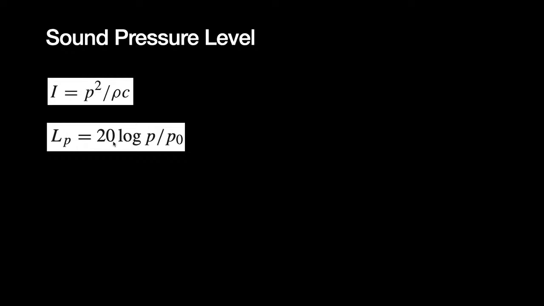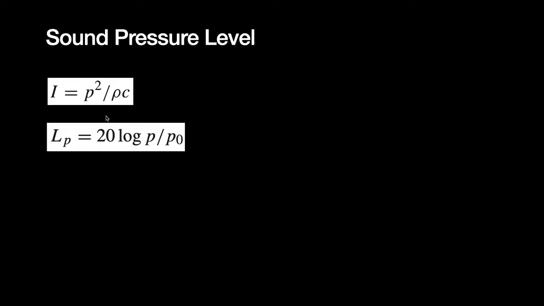Sound pressure level is 20 log P by P0. Remember, why do we get 20 here? Think about it. In the intensity equation, we get 10, but if you look at the formula, I is proportional to P square. Since it is proportional to P square, when you take the log, that 2 will pop out, and that will multiply with 10 to give you 20. So when you are looking at sound pressure level, it is 20 log P by P0.